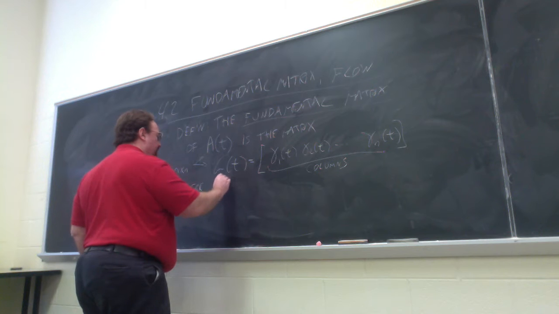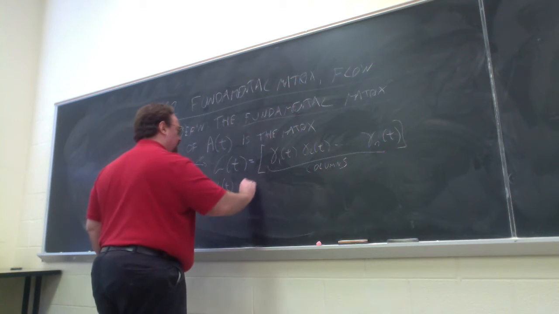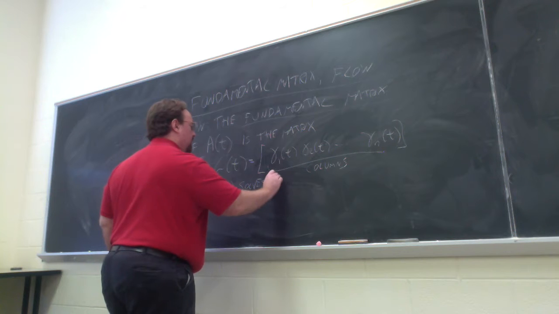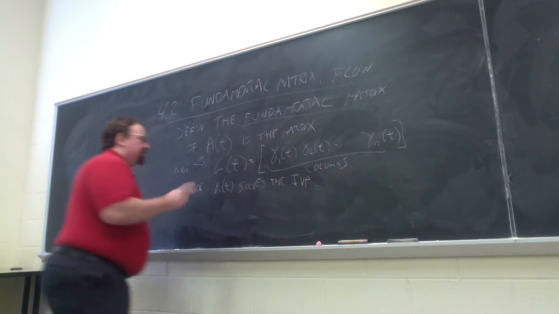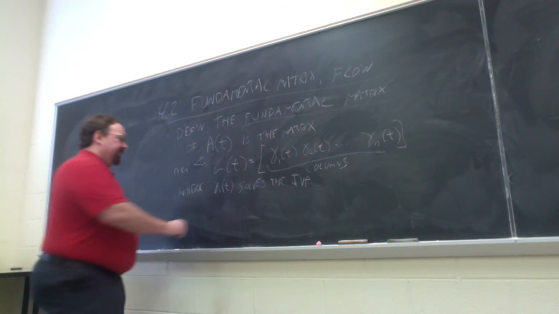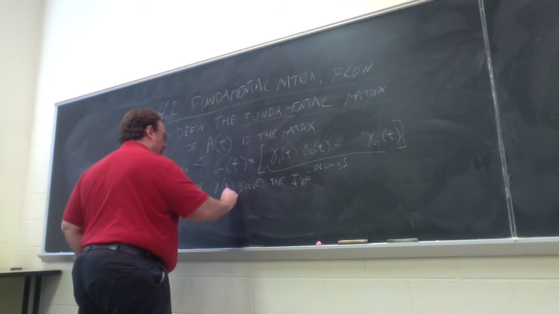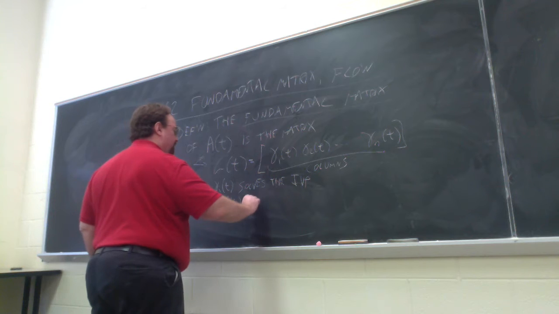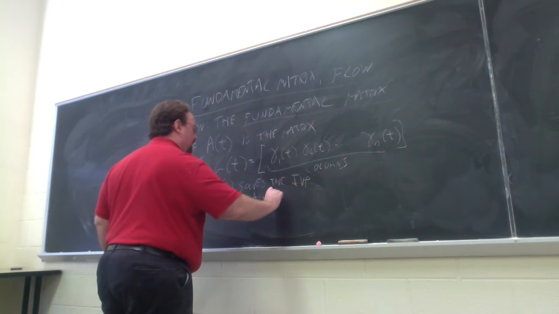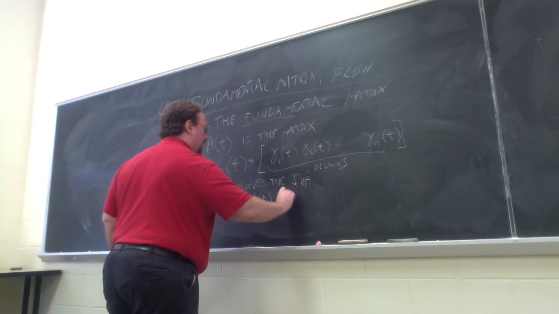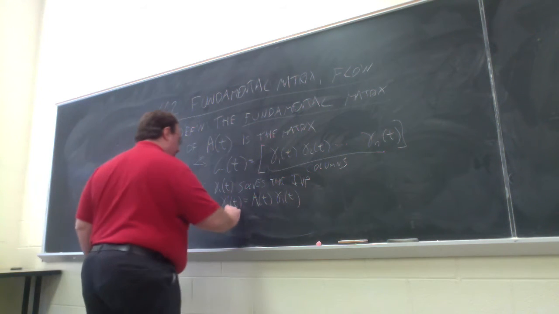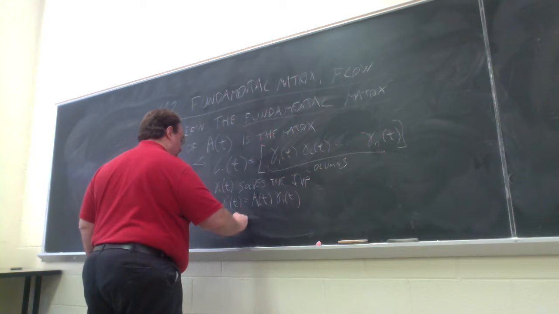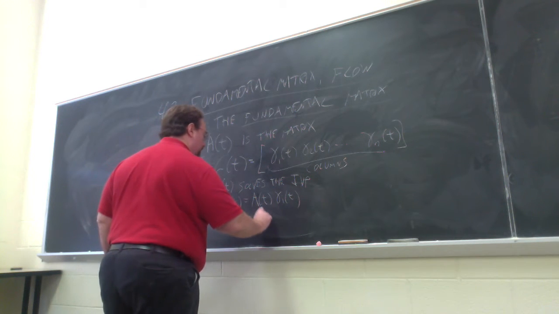Where each of these columns, gamma I, is a solution of an initial value problem involving A. So gamma I prime is equal to A of t times gamma I, and the initial value, gamma I of 0, is this vector EI.